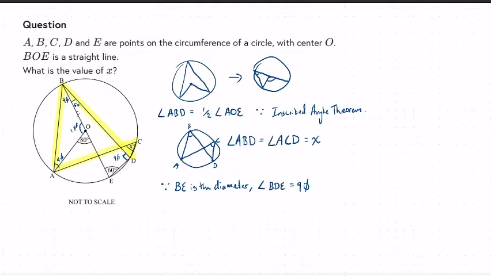Oh, sorry. 150 must be 30 degrees. Right, so now we have this situation here, where 40 and 30 is equal to ABD. So 40 plus 30, we're getting ahead of ourselves, is equal to ACD, which is equal to x. 40 plus 30 is 70. Therefore, x is equal to 70 degrees.